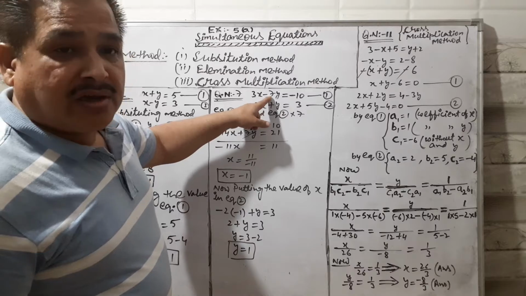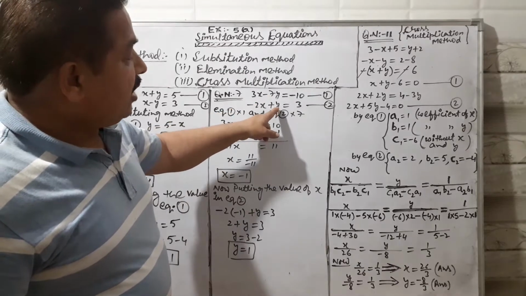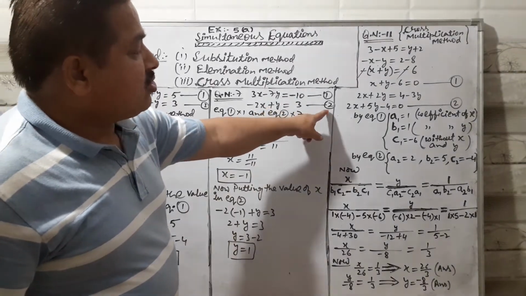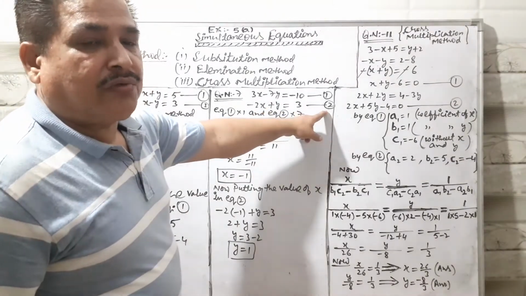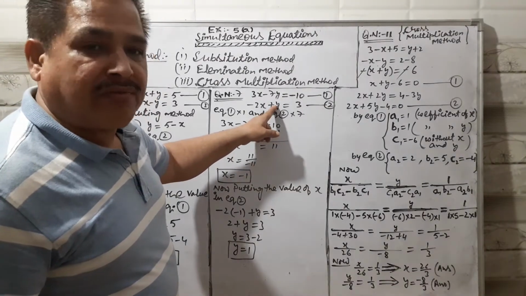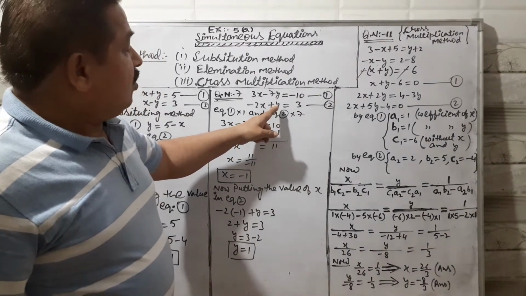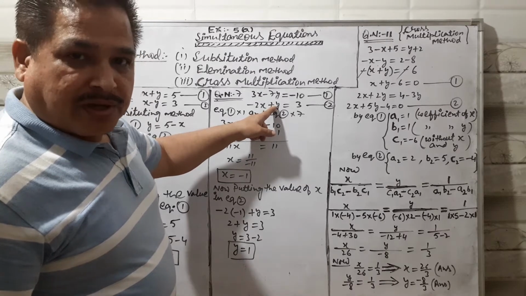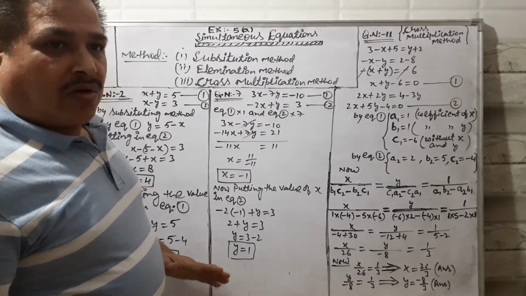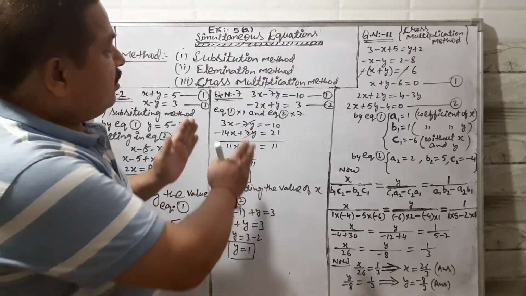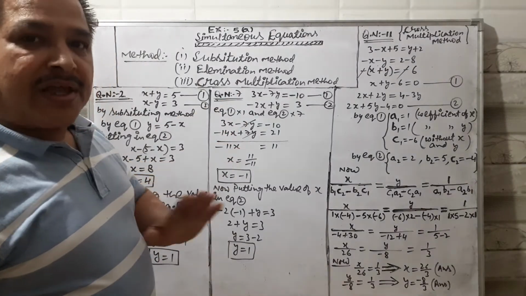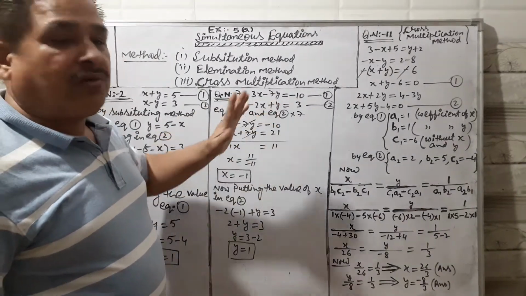This y is having 7 here. This y is having 1 here. So we will multiply equation number 2 by 7. If you multiply equation number 2 by 7, this y becomes 7y. So 7y will be cancelled by 7y. Or similarly, you can make the x term equal, right? But anyway, I am making the y term equal here.